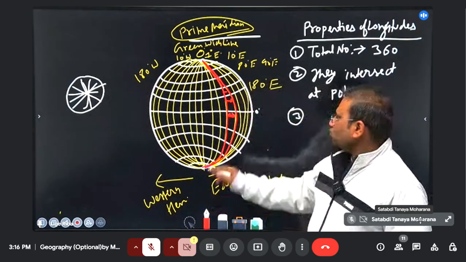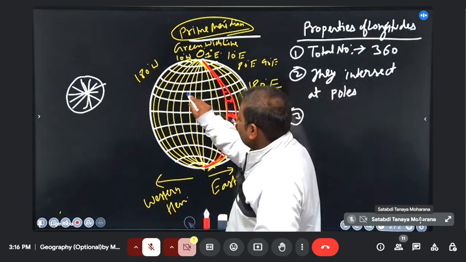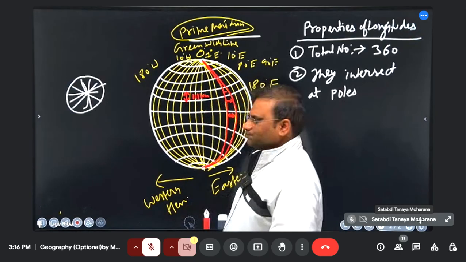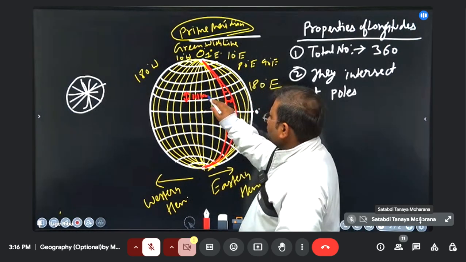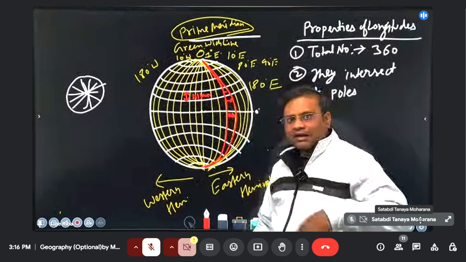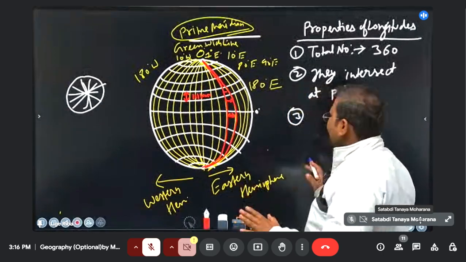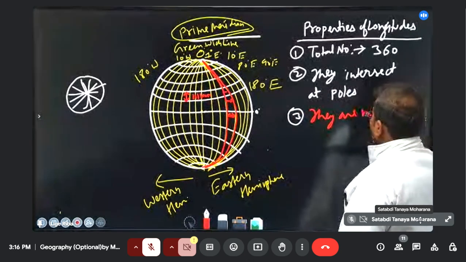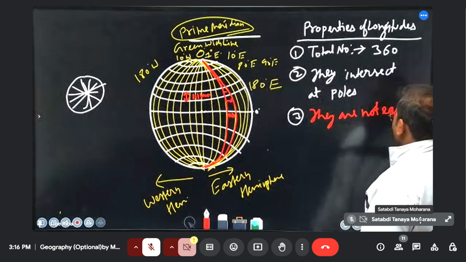But latitudes, these are uniformly separated. What is the distance between two latitudes? 111 kilometers, right? So they are equidistant, parallel as well. But these are not parallel, not equidistant. They are not equidistant.